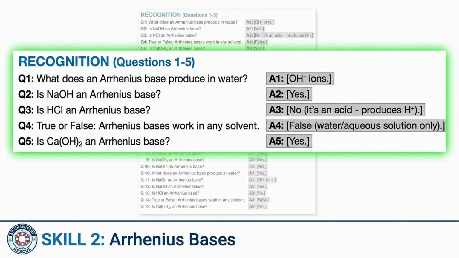Pause. Yes, look at the formula. Calcium hydroxide, it's got OH in there. Actually, it has 2 OH minus ions. That makes it an Arrhenius base. If you got all of the 5 questions correct, you are solid on the basics. If you missed any, review the definition and diagrams. Don't move forward until this makes sense.